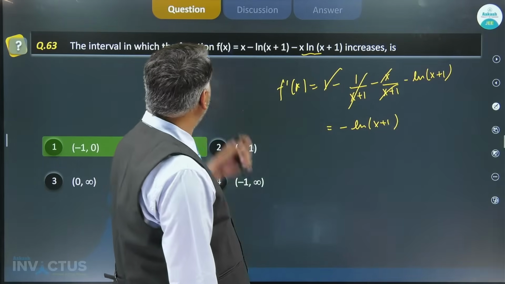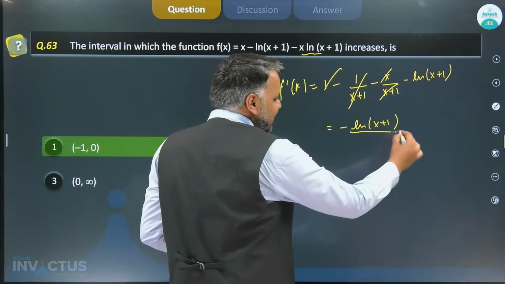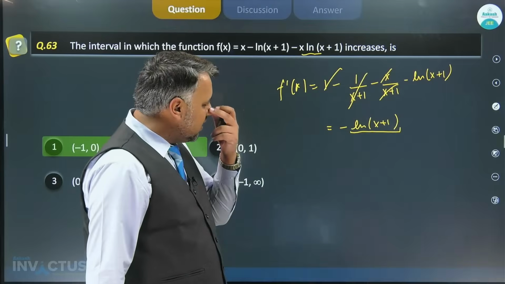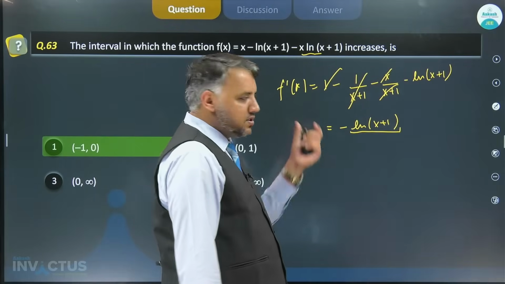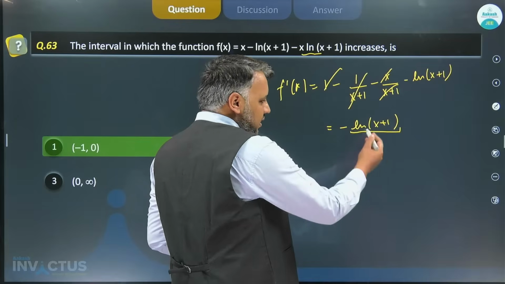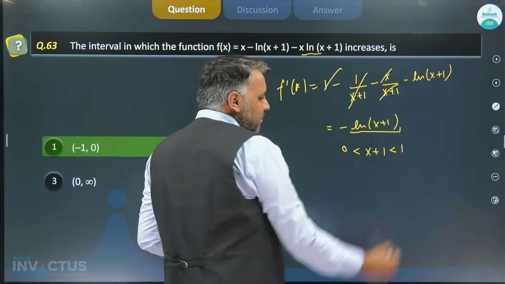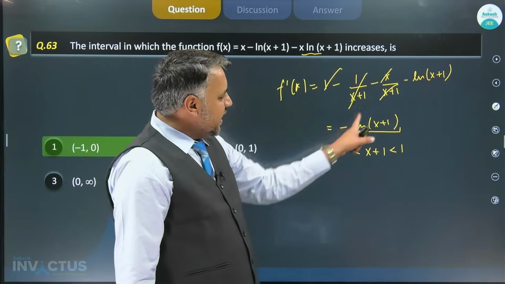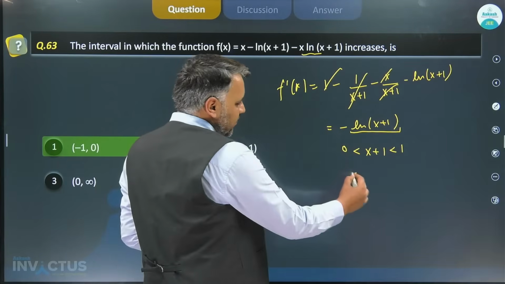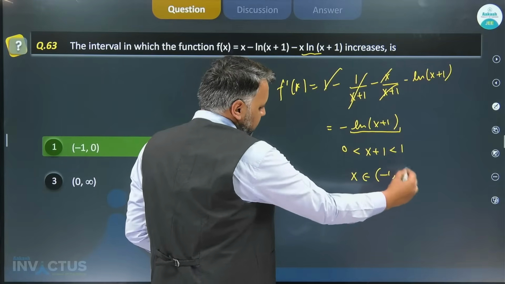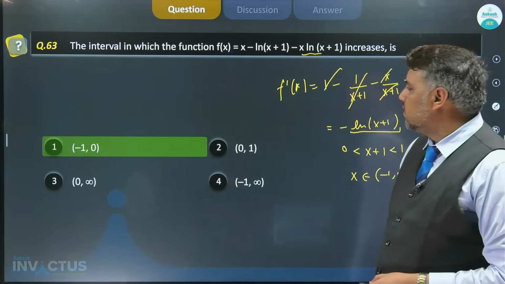So we have to find on which interval this function increases. So that means this is negative because it already has a minus sign. Whenever this will be negative, the function will decrease. So the base is natural base e. Whenever x plus 1 lies between 0 to 1, this will give a negative output. The overall will be positive. The function will increase. So x belongs to minus 1 to 0. Okay. So minus 1 to 0.